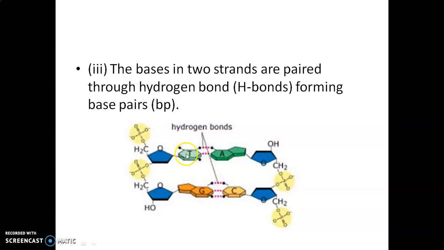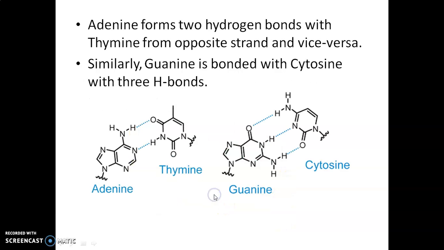Then the third feature, the bases in the two strands are paired through hydrogen bond. See, between thymine and adenine and guanine and cytosine there are hydrogen bonds. Here it is double bonded. That means between thymine and adenine, two bonds. You can see double bond. Whereas here three bonds, three hydrogen bonds.